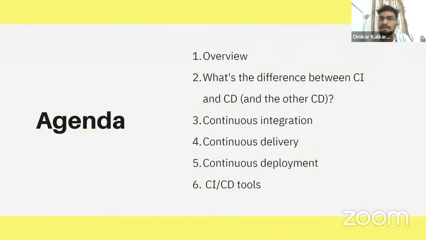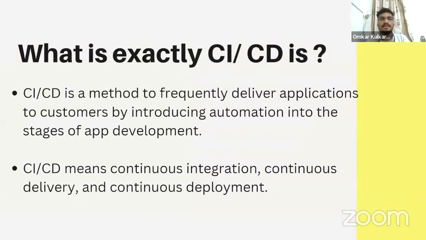First we will talk about the overview: what are CI/CD pipelines and all this stuff. What's the difference between CI/CD, and we'll dive deep into continuous integration, continuous delivery, and continuous deployment, and also a few tools which help in CI/CD automation. So let's dive into what exactly CI/CD is. CI/CD is a method of frequently delivering applications to customers by introducing automation into the stages of app development.